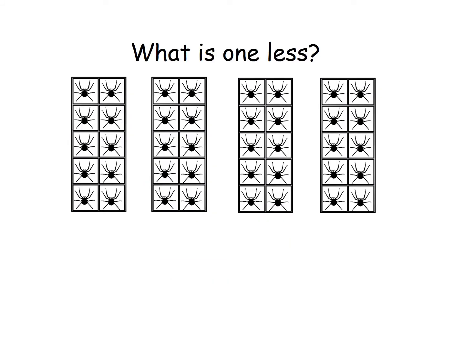Okay, I have some spiders here. What is one less? My spiders are in tens frames to make it easier for us to count. So if you count them, it should be 10, 20, 30, 40, and you're counting in your tens, so it's faster. What's one less than 40? So get rid of one of those spiders, cross them out. What are you left with? So there goes a spider. One less than 40 is 39, because I've now got 3 full tens and 9 ones. So 3 tens and 9 ones is 39.